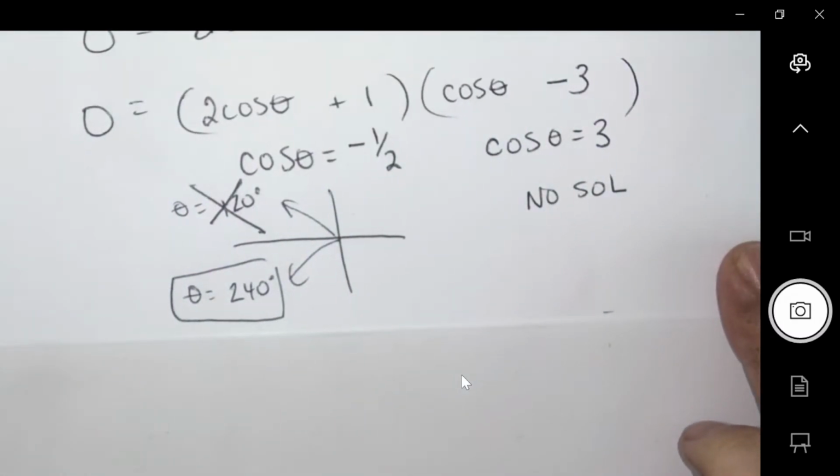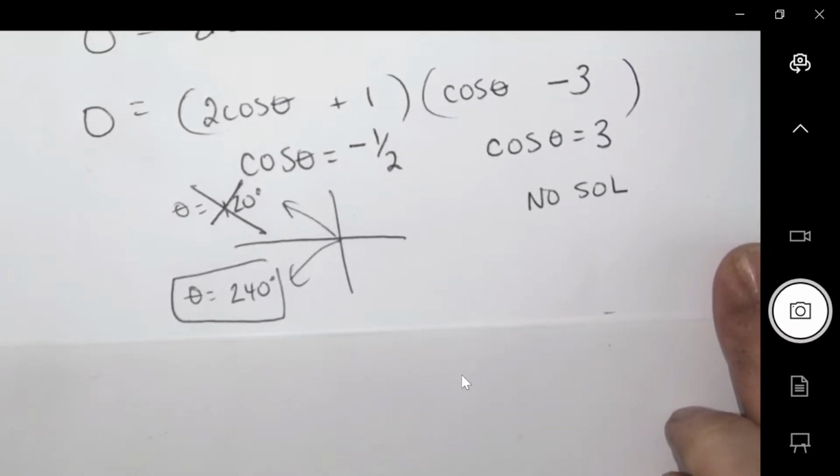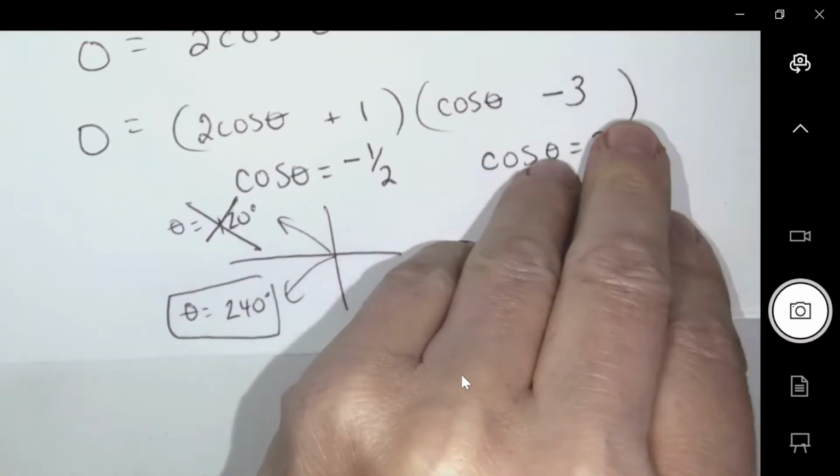So, out of all that, there's one answer. That's worth 5 points. You could have had up to 4 answers, and then we only had 1.